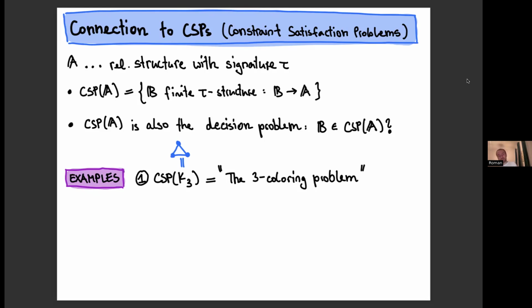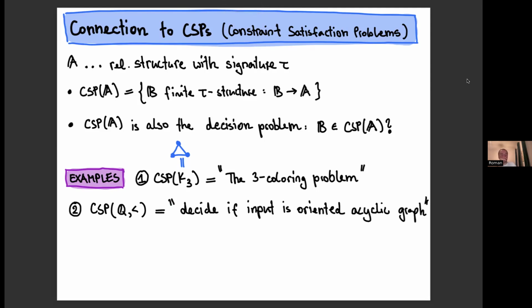and no otherwise, right? Another classic example is the CSP of the rationals with order. This essentially amounts to deciding if the input is an oriented acyclic graph.